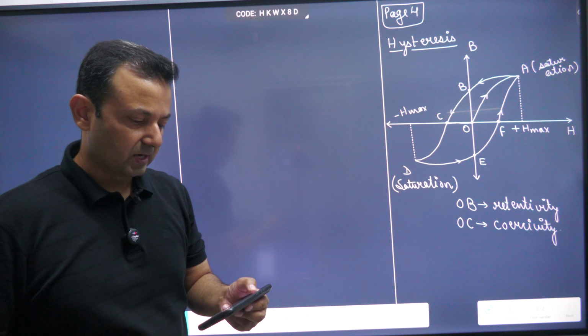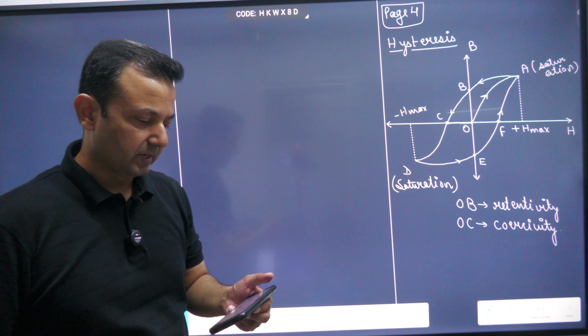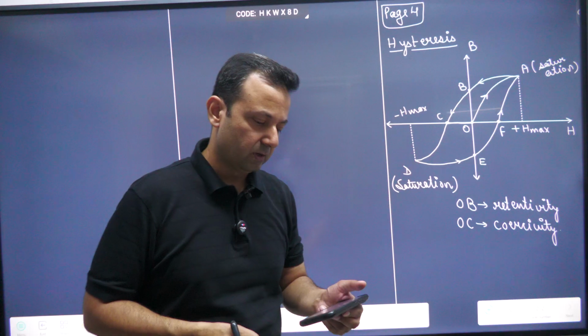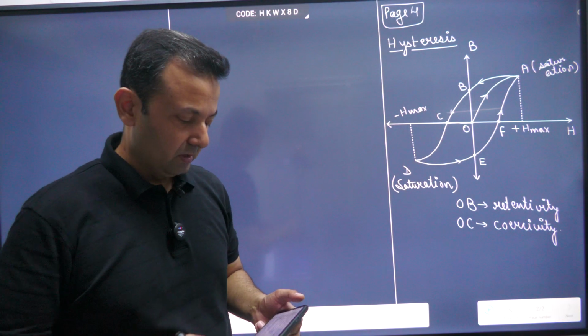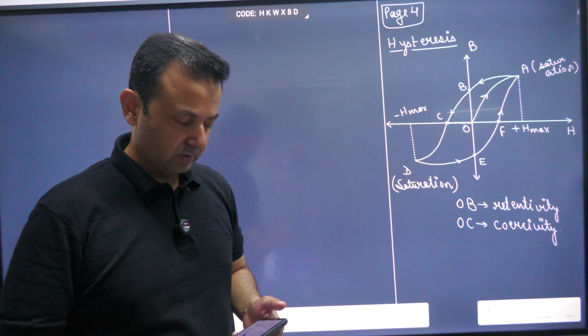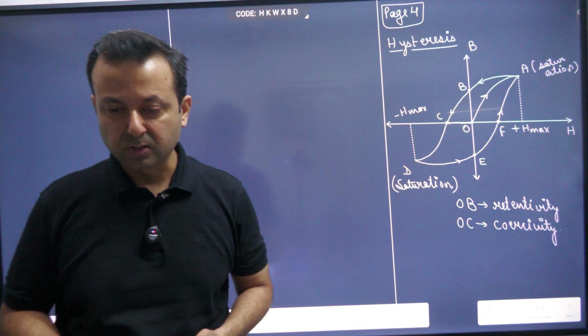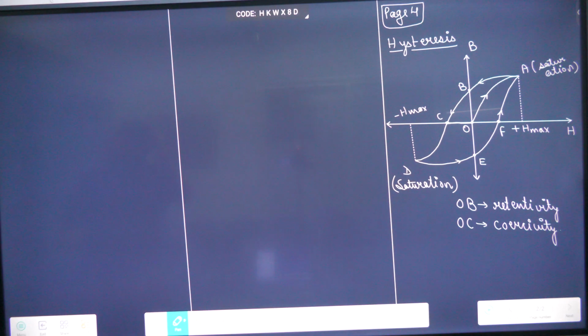The phenomenon of the lagging of magnetic induction behind the magnetizing field is called hysteresis. Okay. Now, the significance of the area of the hysteresis loop. What is the use of the area of the hysteresis loop?